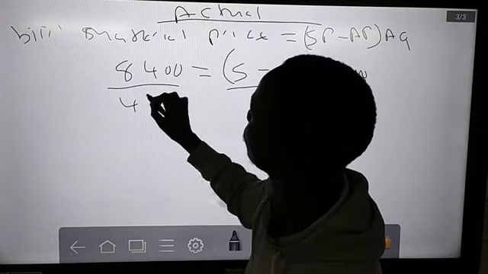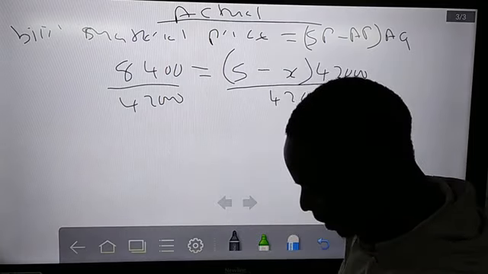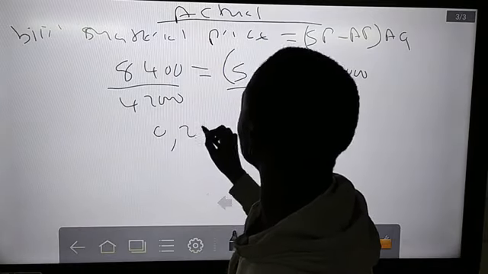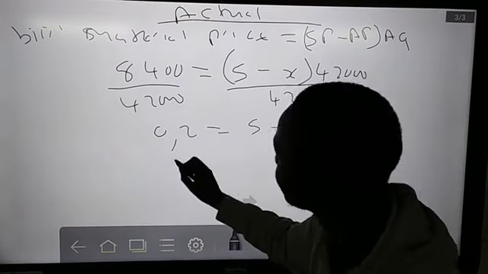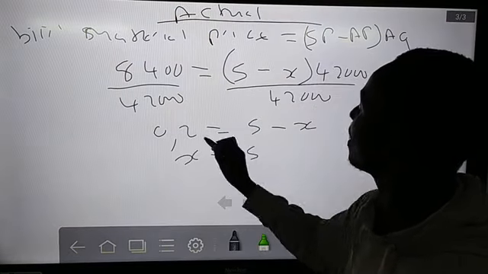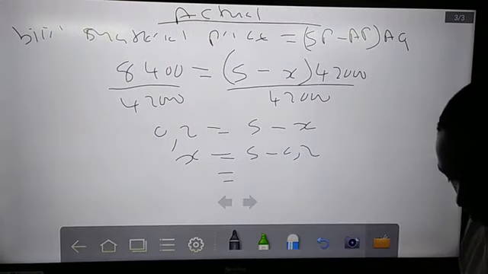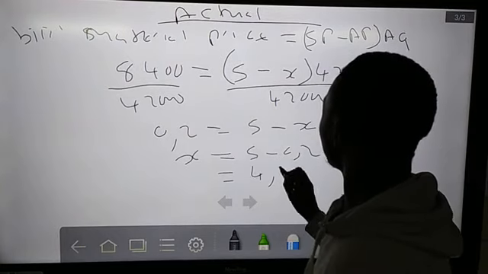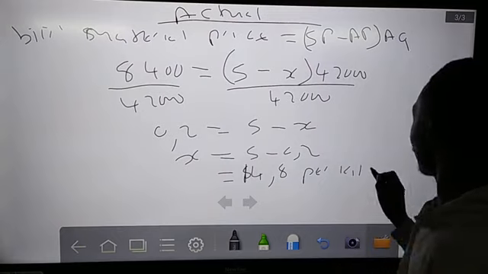Divide both sides by 42,000. So it becomes 8.4 divided by 42,000, which is 0.2, equals 5 minus X. We put X here equals to 5. If we take this one here, therefore our X equals 5 minus 0.2. That's $4.8 per kilo.